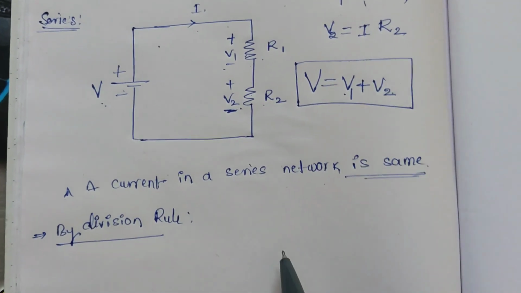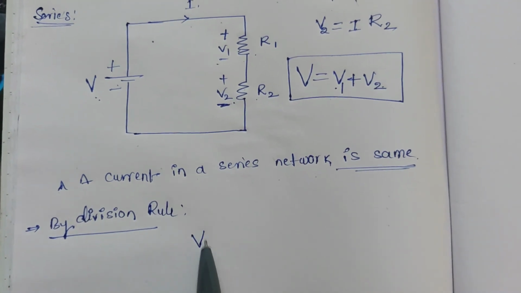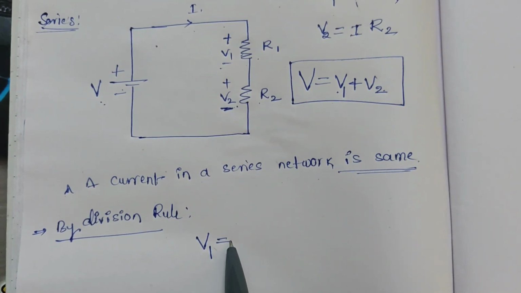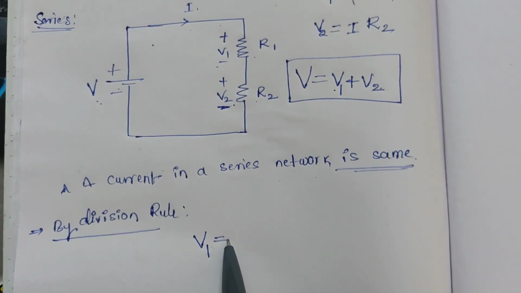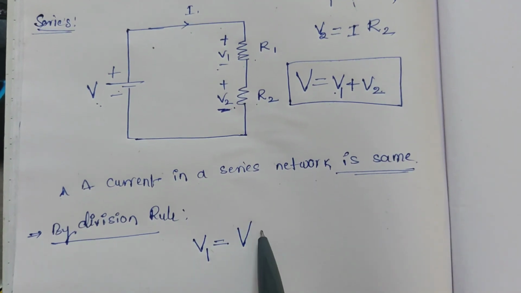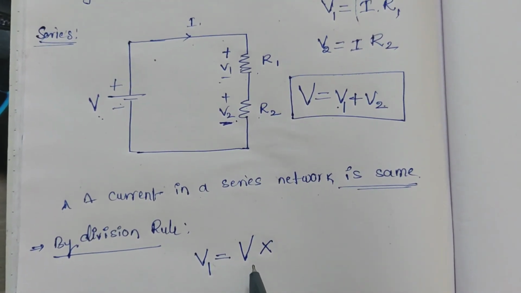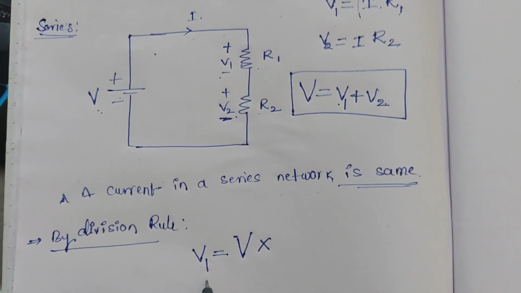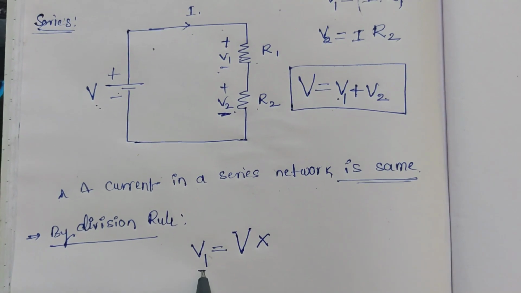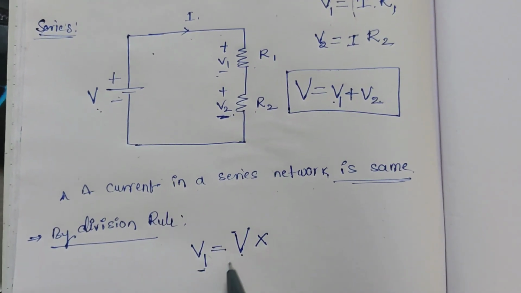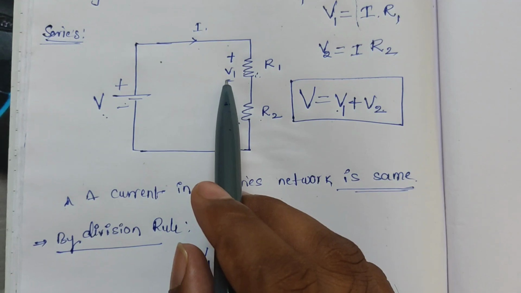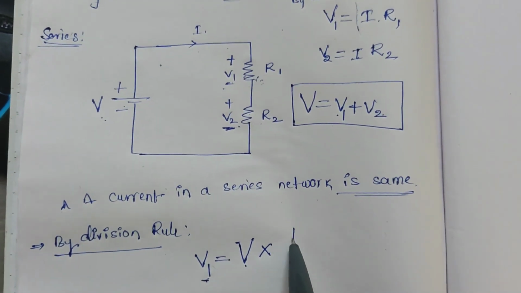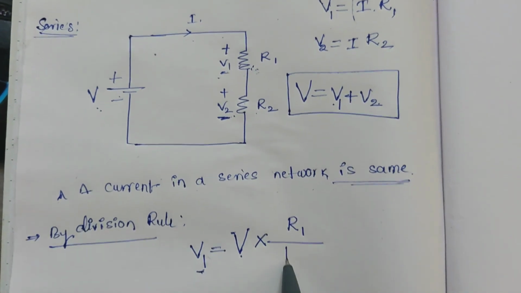By the voltage division rule, we can find the voltage with respect to the source voltage. Here we can find V1, writing V1 in terms of resistors and voltage sources. V1 equal to source voltage into, because it is a division, after considering the source voltage, we must consider the same resistor corresponding to this voltage. So V1 equal to V into the corresponding resistor R1 by the total resistance, R total.